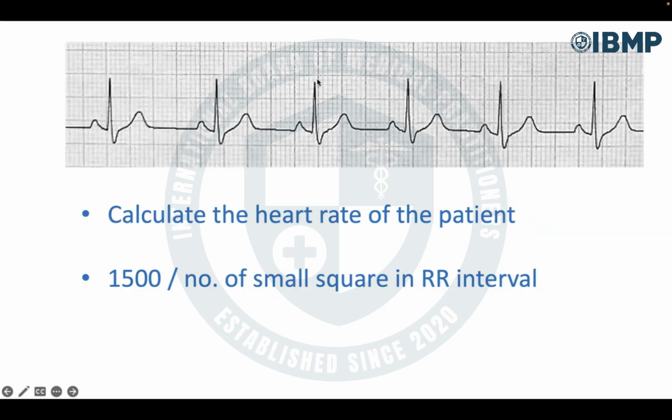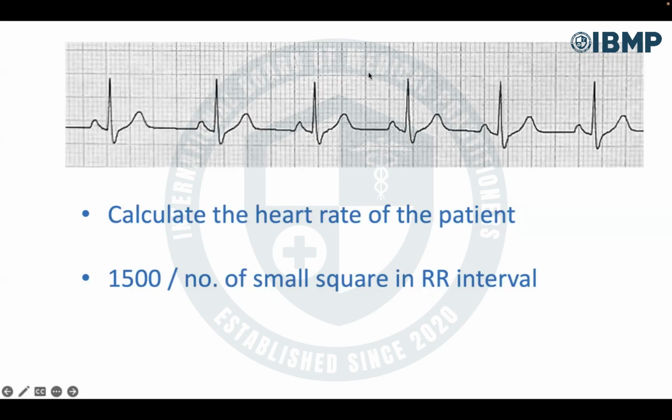So this is very important. Remember, this is the R, and again the upper one. These all are the R's. This is also an R. This is also an R. These all are RR intervals. So 1500 upon number of small squares between the RR interval is the formula for calculating the heart rate.